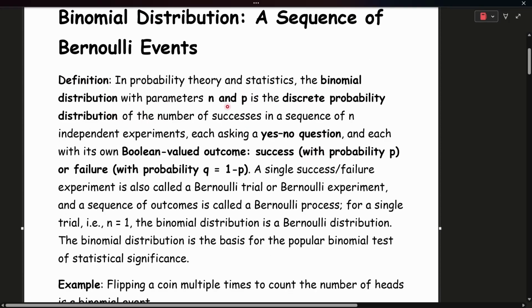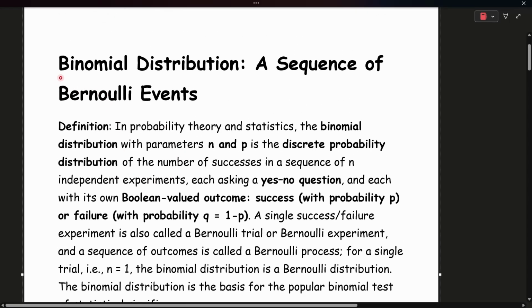The binomial distribution has two parameters, n and p. N is the number of trials and p is success, and it is a discrete probability distribution because it has a discrete random variable. So the number of successes in a sequence of n independent events, all the events should be independent to follow this binomial distribution, and it should have only two outcomes, like a yes or no question, or a head or tail, or success or failure. We have only two outcomes in this binomial distribution as well.